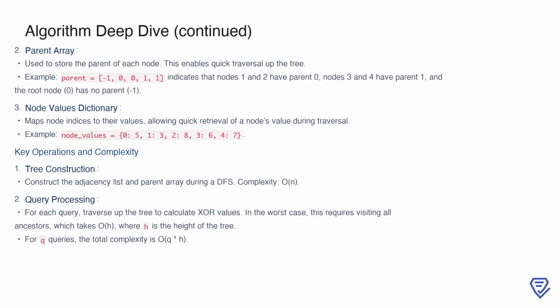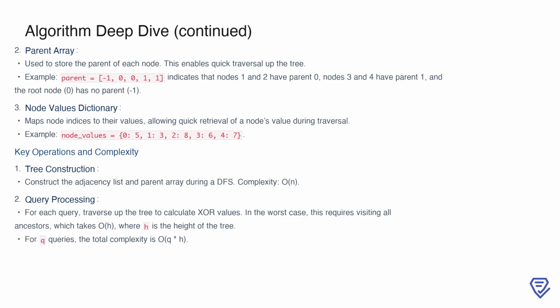In addition to the adjacency list, the parent array plays a crucial role in making our algorithm efficient. This array stores the parent of each node, allowing us to directly move up the tree during query processing. For instance, if parent equals -1, 0, 0, 1, 1, we know that node 1 and node 2 have parent 0, while nodes 3 and 4 have parent 1.